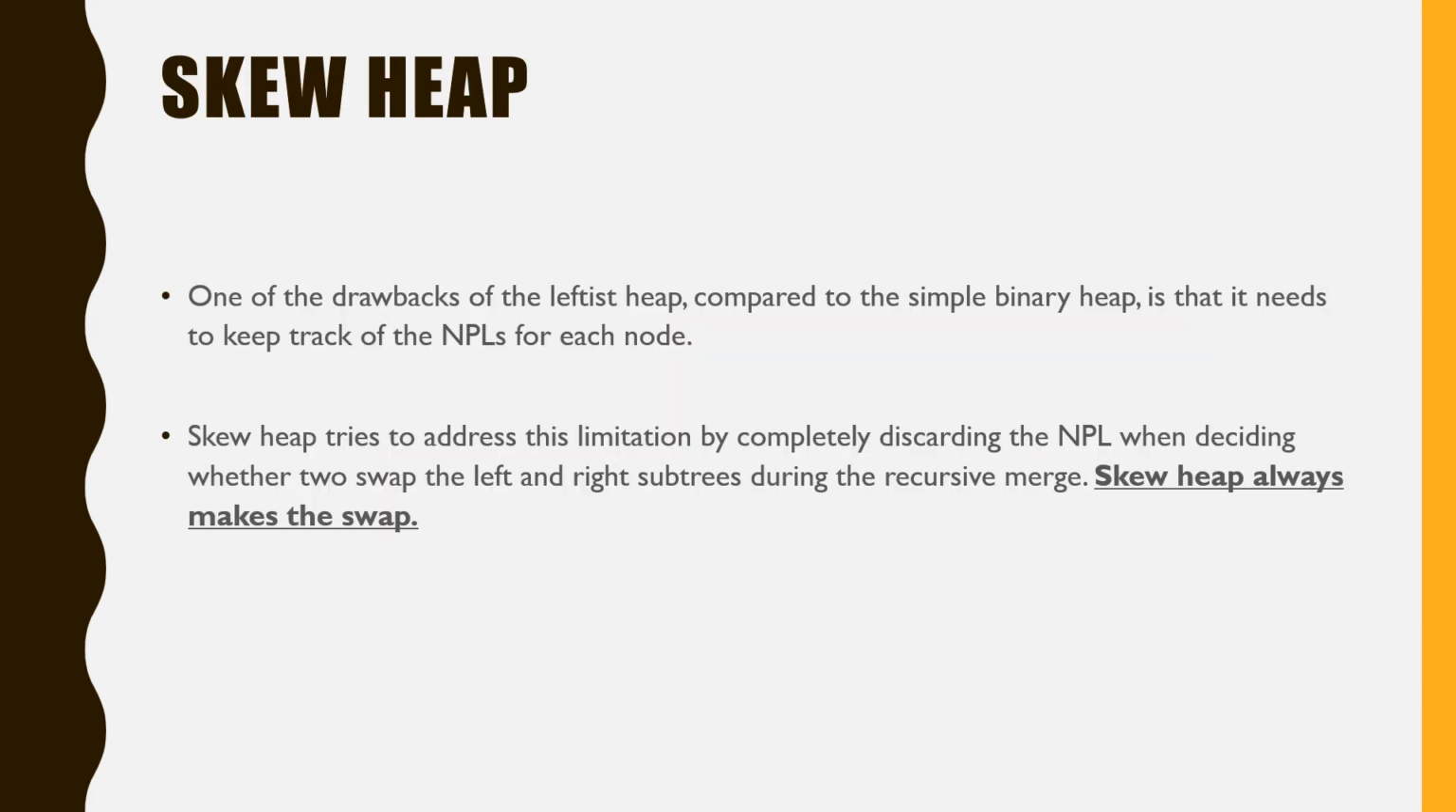The second merge-efficient heap we will discuss in this video is Skew heap. Recall that one drawback of Leftist heaps is that they require additional space and operations to store, update, and compare the MPL values during the merge process. To eliminate this overhead, Skew heaps completely discard the use of MPL information. Instead, they always swap the left and right subtrees during the merge process, without checking any structural properties.